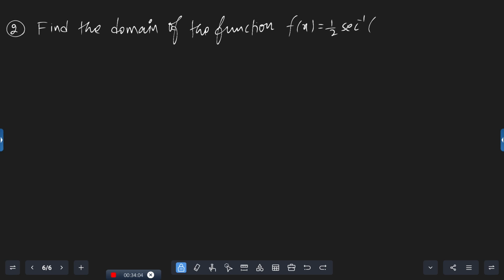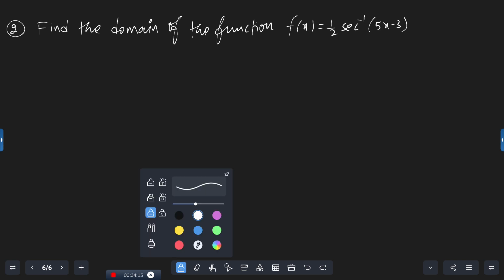Find the domain of the function. The function is f of x is equal to 1 by 2 secant inverse of 5x minus 3. That is the question. What is this now? I said we have to find the domain.